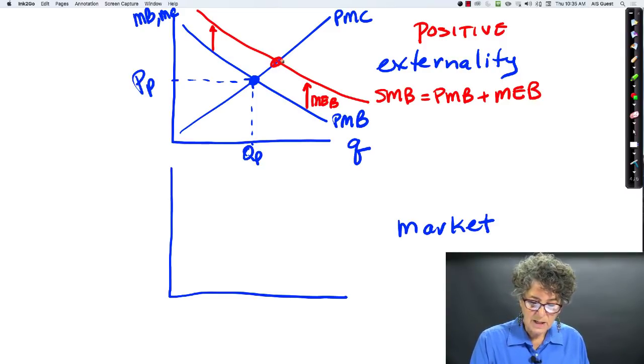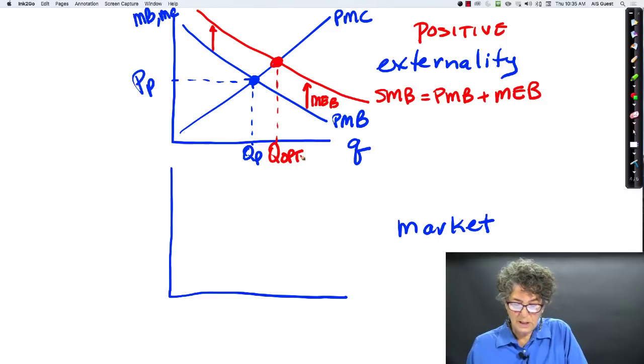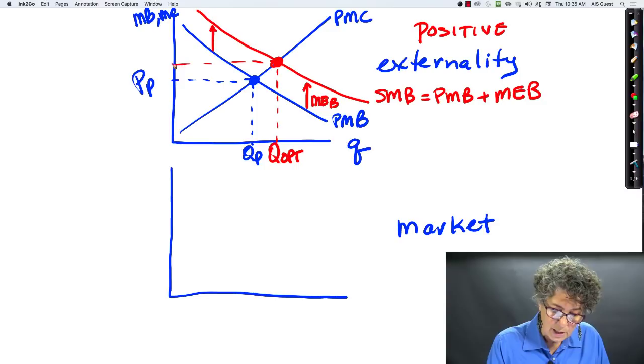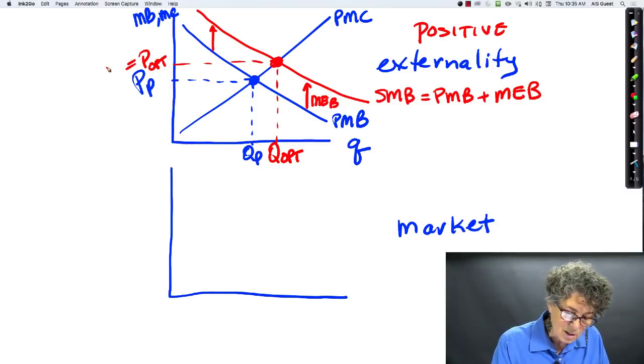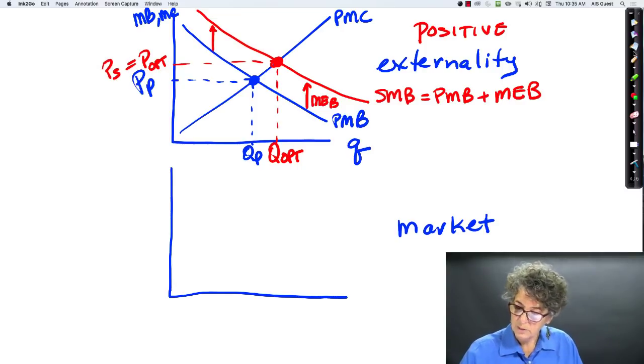And once we take into account that there's some external benefit, what that tells us is that the optimal quantity, so I'm going to call that OPT for optimal, the optimal quantity, what society would like to see produced of this good, is greater than the privately optimal quantity. And it would be produced and sold at a higher price. I'll call it P. I'm running out of space. I'll stick in here optimal. In class, I called it P sub S for the social price. Okay, that's good. We're good there.